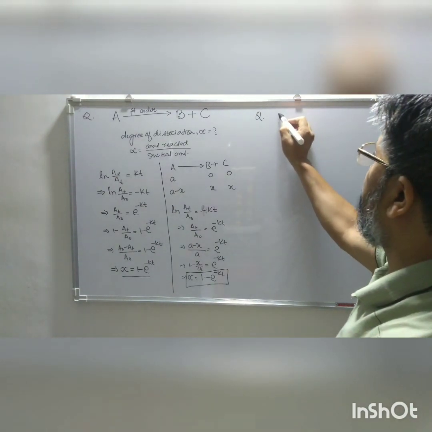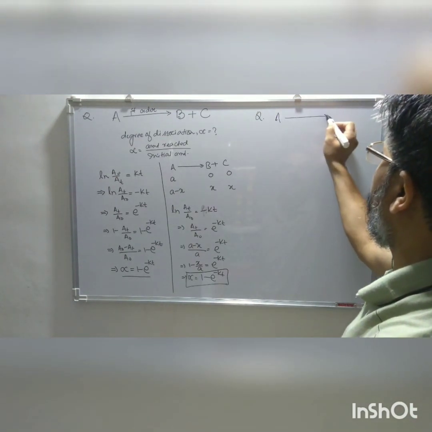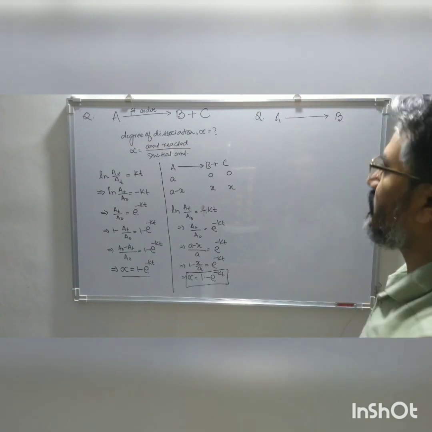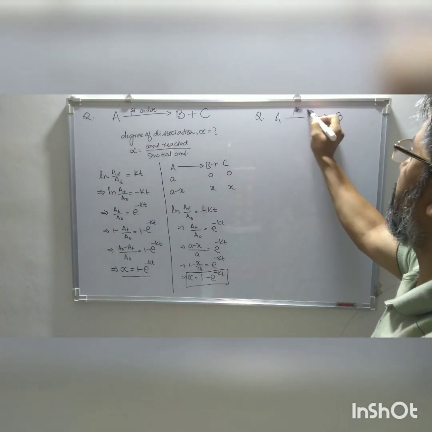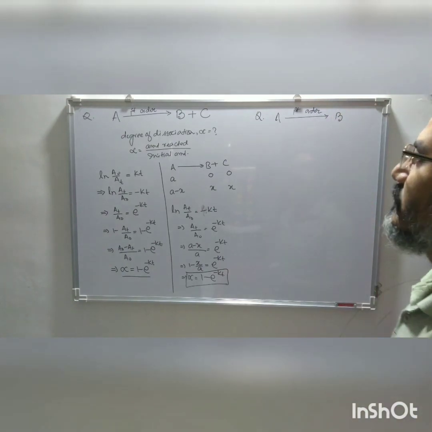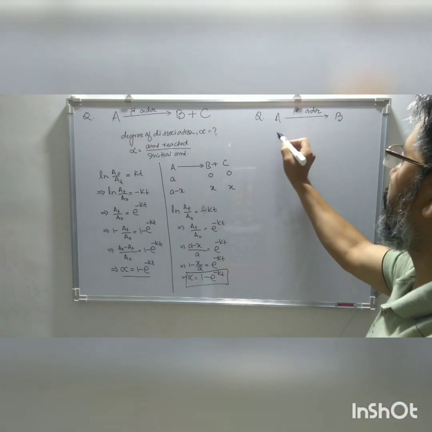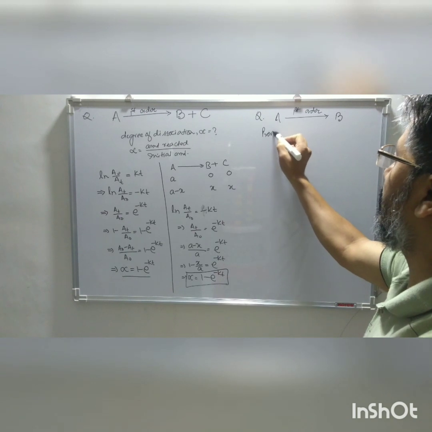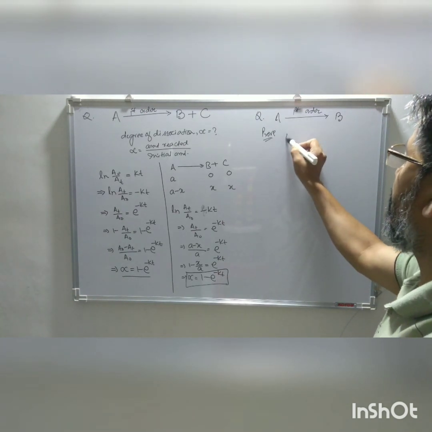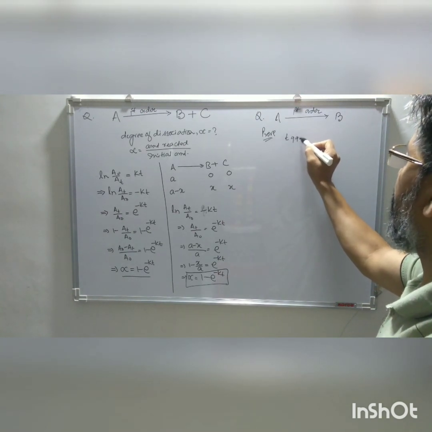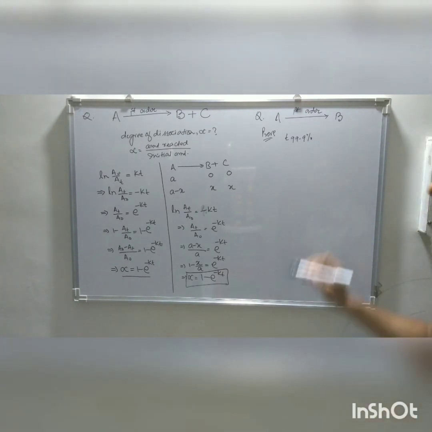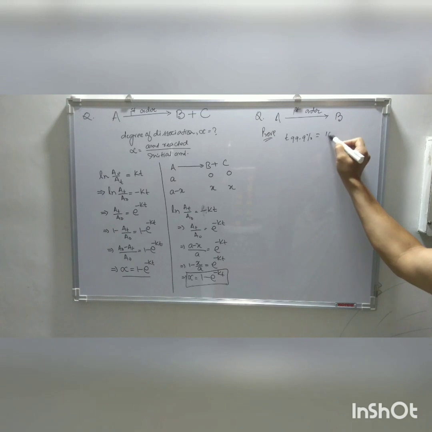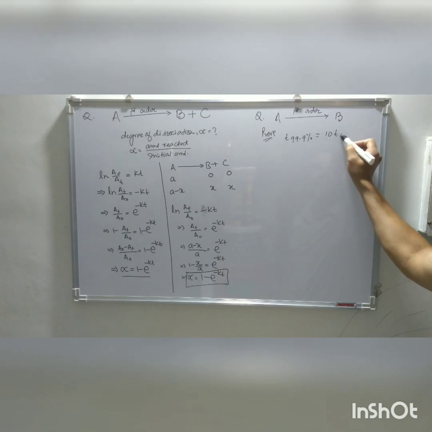Suppose we have a first order reaction A changing into product B. The reaction is a first order kinetics. For this first order reaction, we have to prove that the time required for 99.9% completion of a first order kinetics is equal to 10 times the time required for 50% completion.